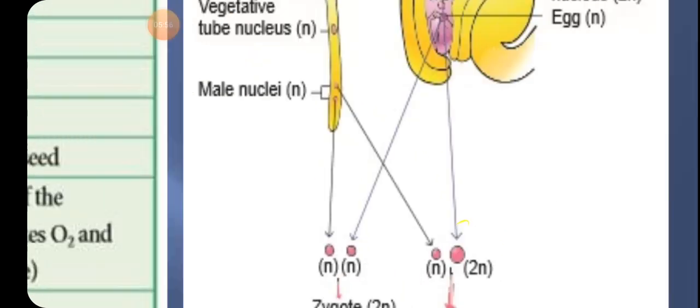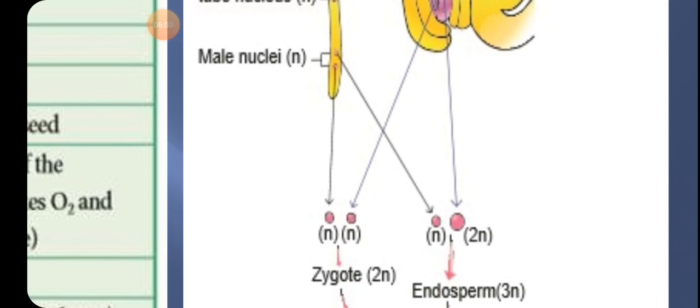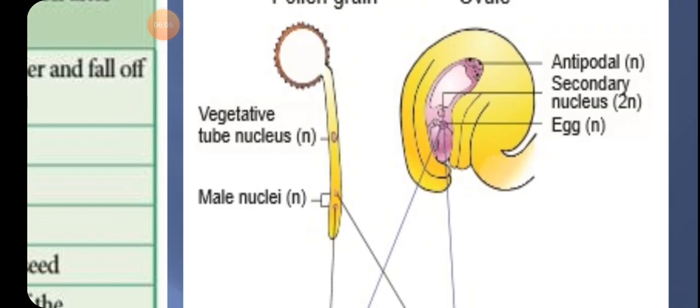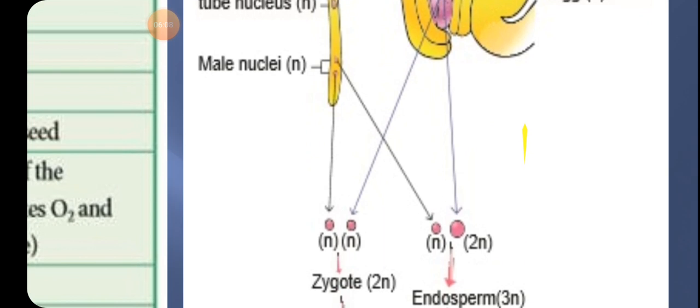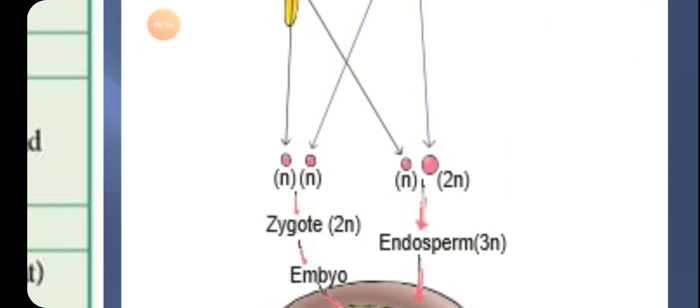And the next one, except for the first fertilization, the second male gamete is also coming from the male part, and from the female part the secondary nucleus, which is 2n or two nuclei, is also coming. Here at the same time three nuclei are involved and fusing together, so fertilization is happening two times, so it is called double fertilization.